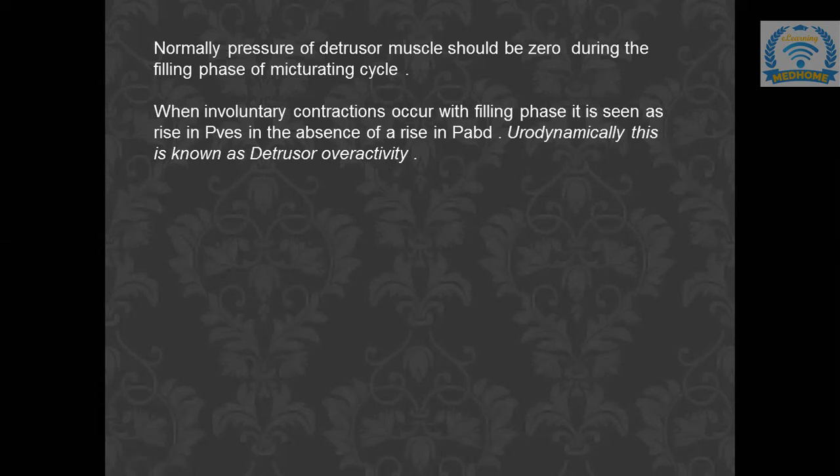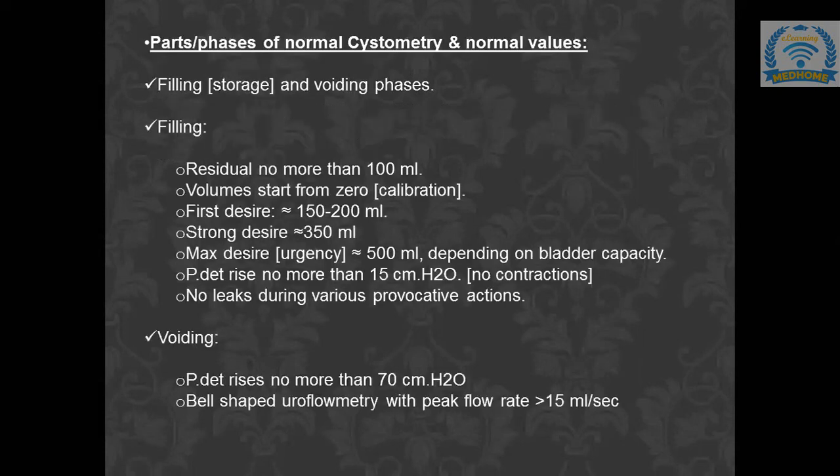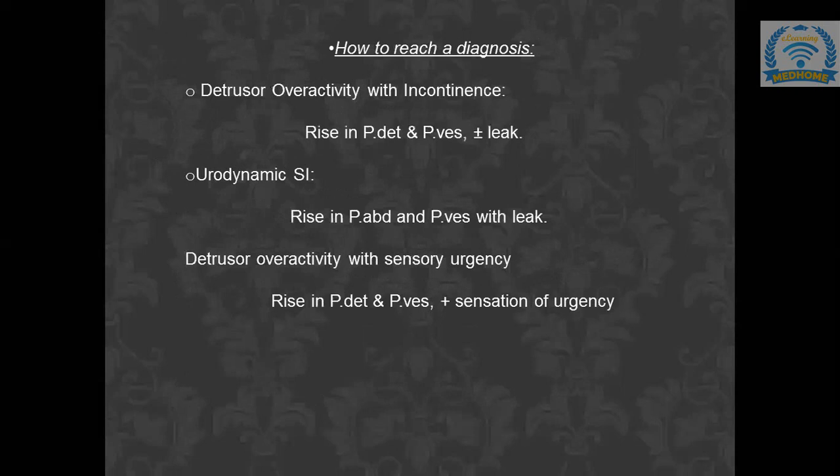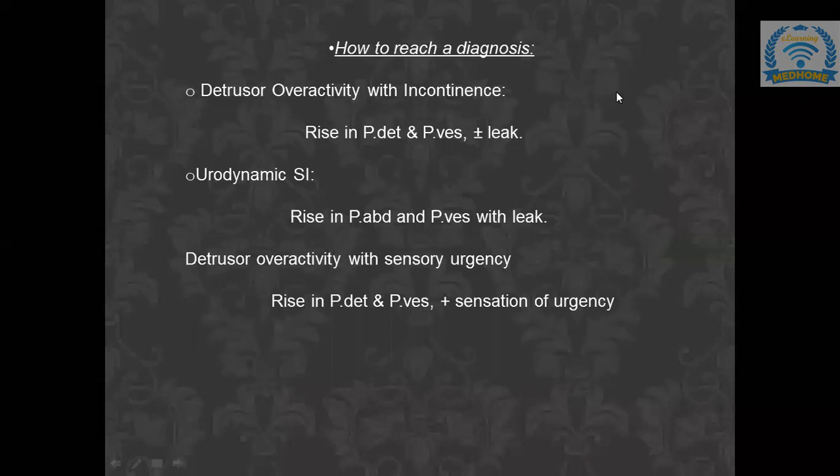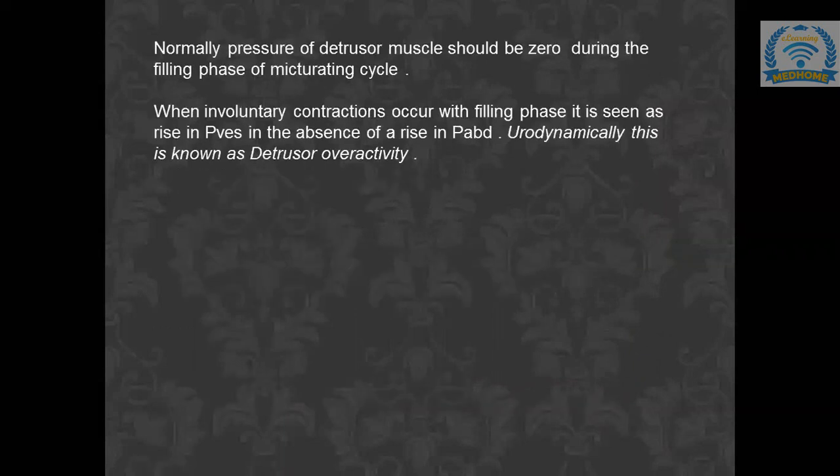What do we call overactive bladder? Overactive bladder is a type of incontinence. But when we go to these graphs, we don't call it overactive bladder. We call it detrusor overactivity, that we are going to discuss.